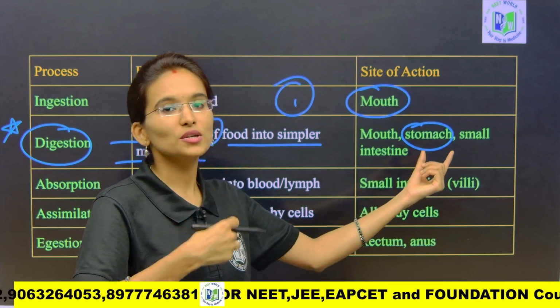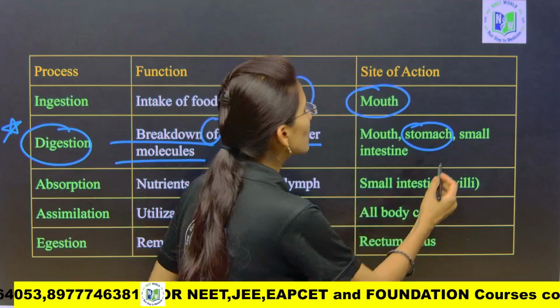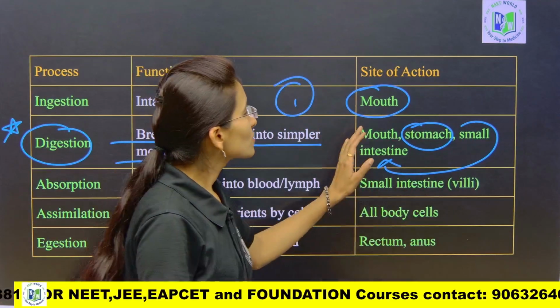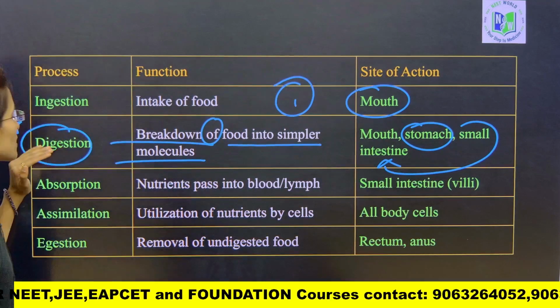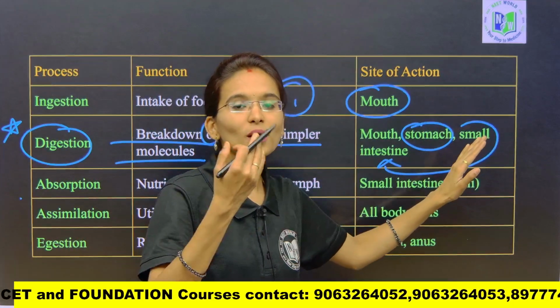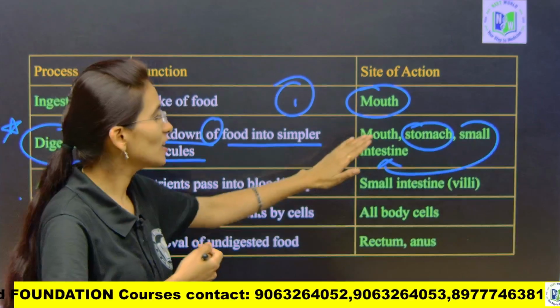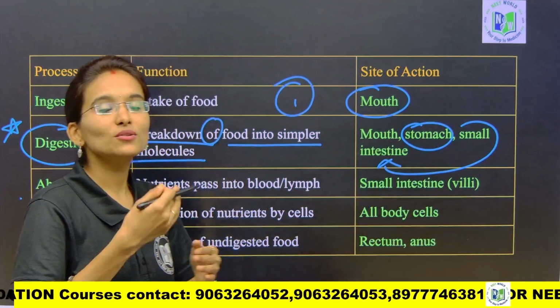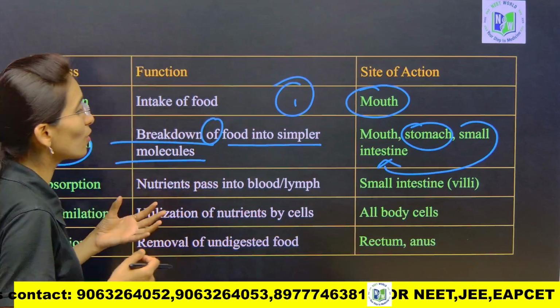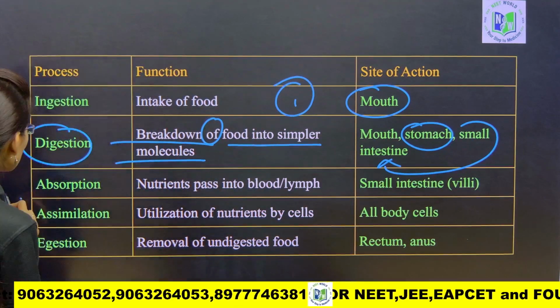The food reaches the stomach, and from there it reaches the small intestine. Actually the next process, digestion, takes place inside the stomach. From the mouth the food gets transferred to the stomach, and next it reaches the small intestine, right students? So in the small intestine, what is it going to perform? Let's have a look here.